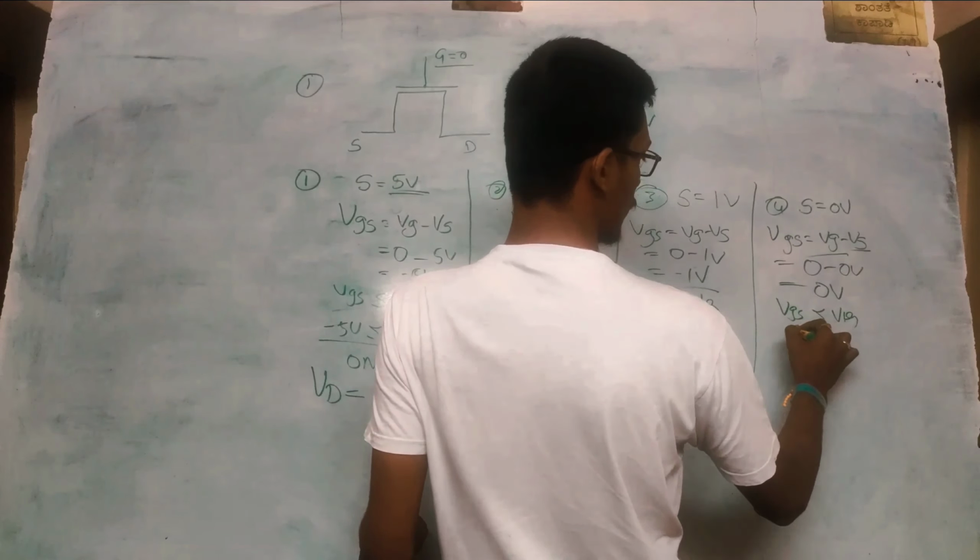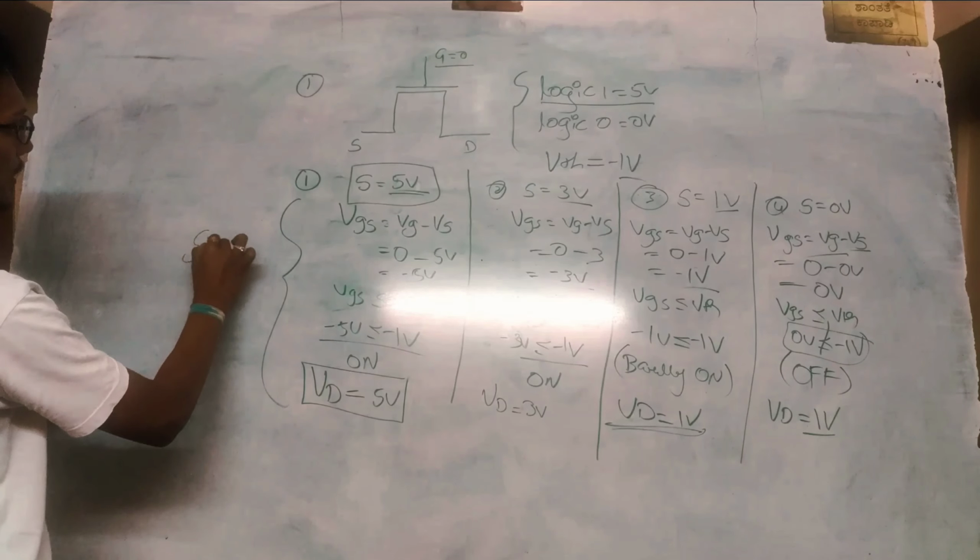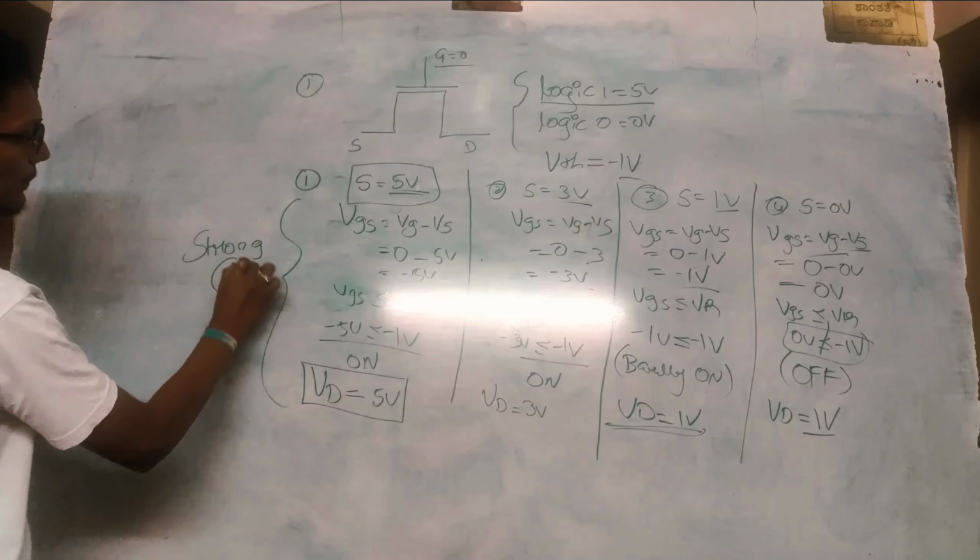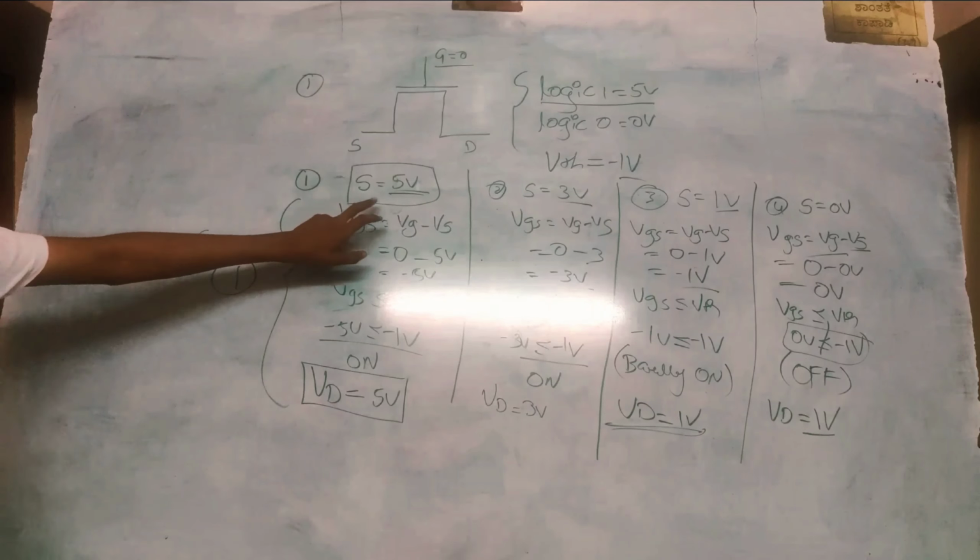From these 4 cases, we see that I started by assuming the input is logic 1. When I apply 5 volts, that is logic 1, the transistor gives me exact logic 1. This is known as strong 1. I have applied 5 volts and the output at the drain is also 5 volts. It is giving exactly what I give, so this concept is known as the strong 1 concept.